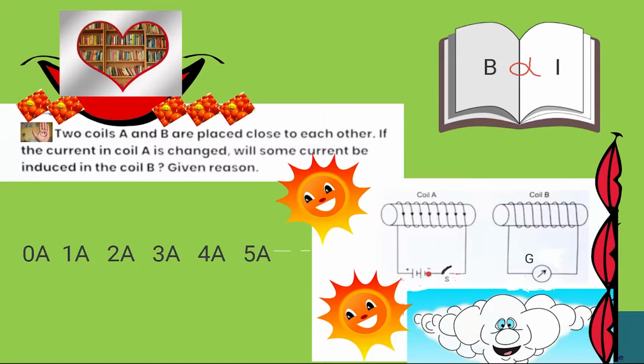Okay. Now when I pressed the switch, I have seen that the current started from 0 to 1 ampere, 1 to 2 ampere, 2 to 3 ampere, 3 to 4 ampere and 4 to 5 ampere. But what is this? It is not going beyond 5 ampere. But why? What is the reason?